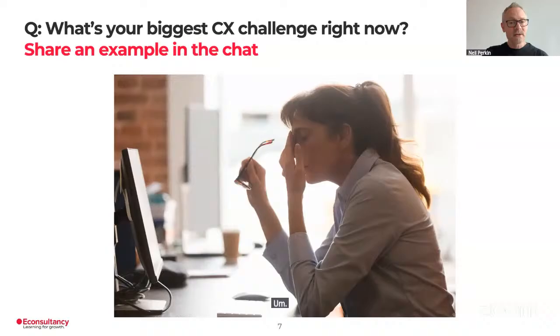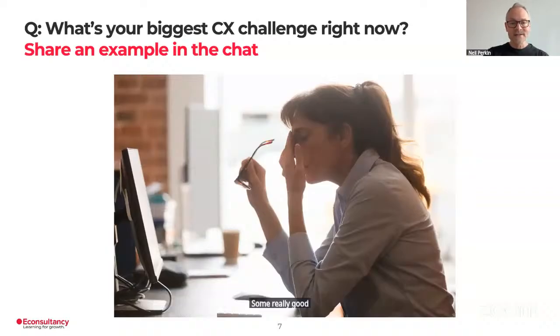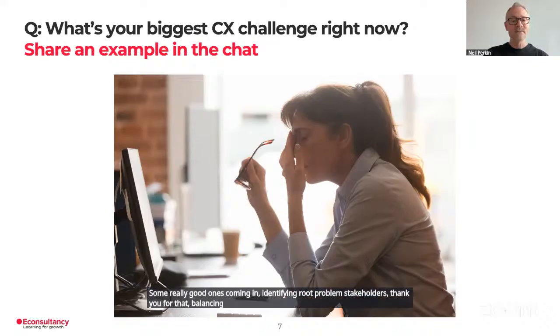Content accuracy when relying on third parties as a source, analyzing the vast amount of customer feedback and experience across multiple channels. That's a good one, actually, because, of course, one of the benefits of using AI is that we can assimilate and synthesize vast amounts potentially of qualitative and quantitative data. Some really good ones coming in, identifying root problems, stakeholders. Thank you for that. Balancing customer needs versus operational challenges. That's Rizwana with that one. Thank you, Rizwana. Yeah, that balance is a tricky one, isn't it?